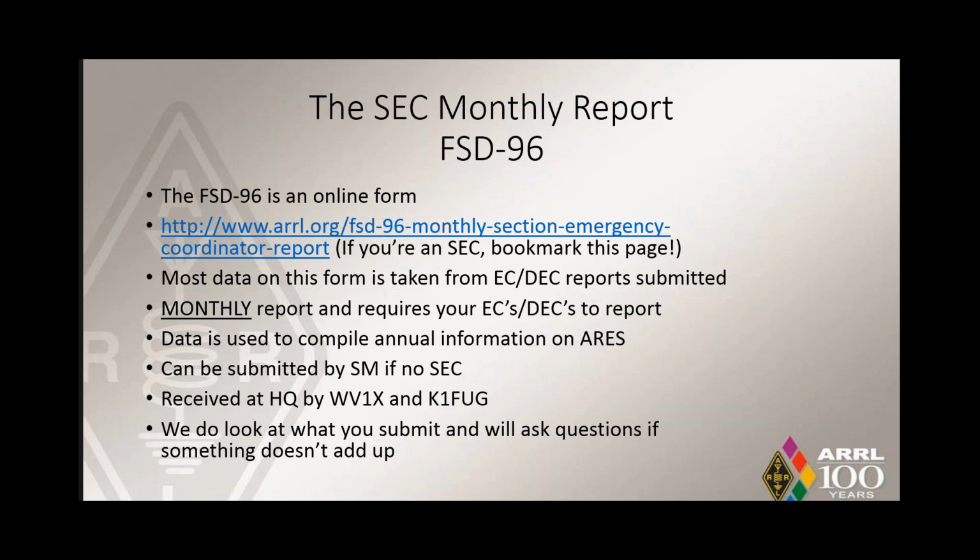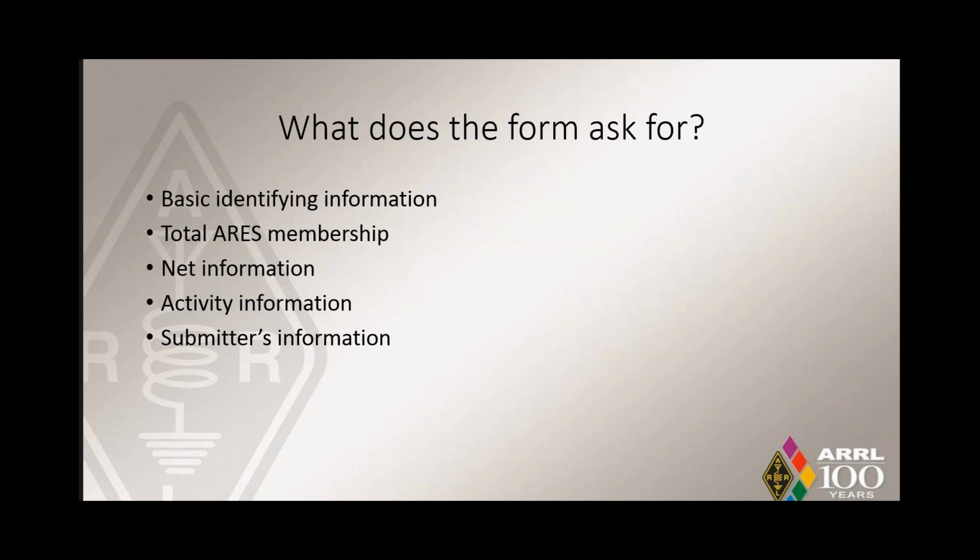We do look at these, we take a close look at them, and if something doesn't add up, we will contact you about it. And SECs, we encourage you to do the same with your ECs. Take a look at these forms. If something isn't adding up, ask them about it, check it out, see what's going on. So what does this form ask for? Basically 5 basic pieces of information. Basic identifying information, total ARES membership, net information, activity information, and the submitter's information.